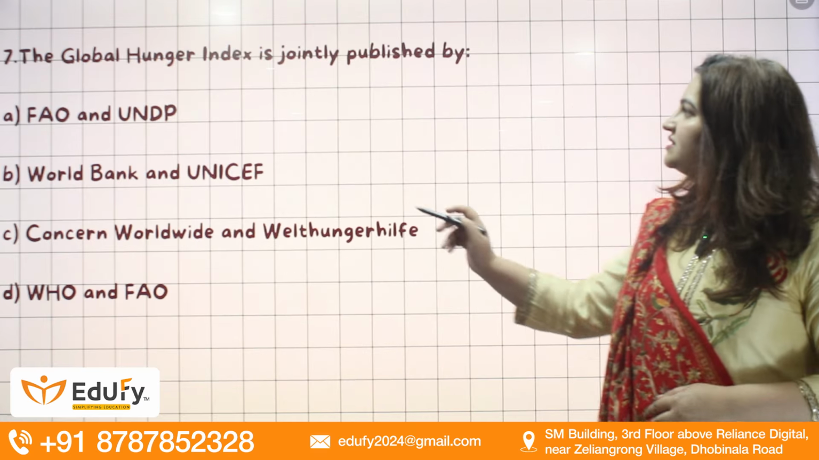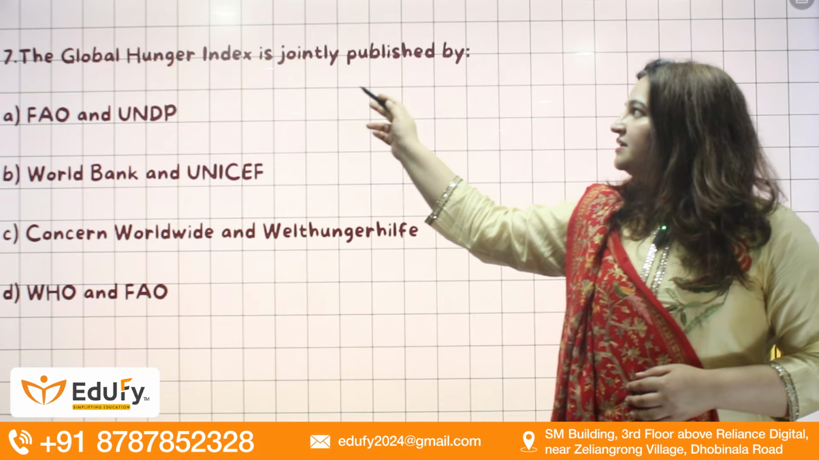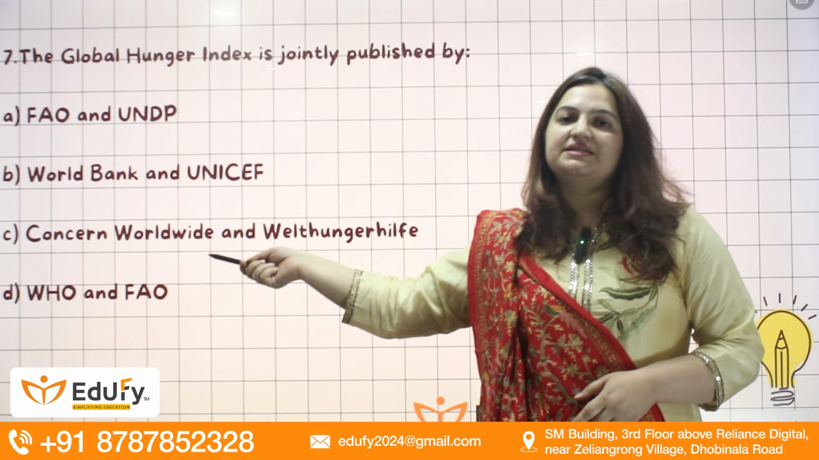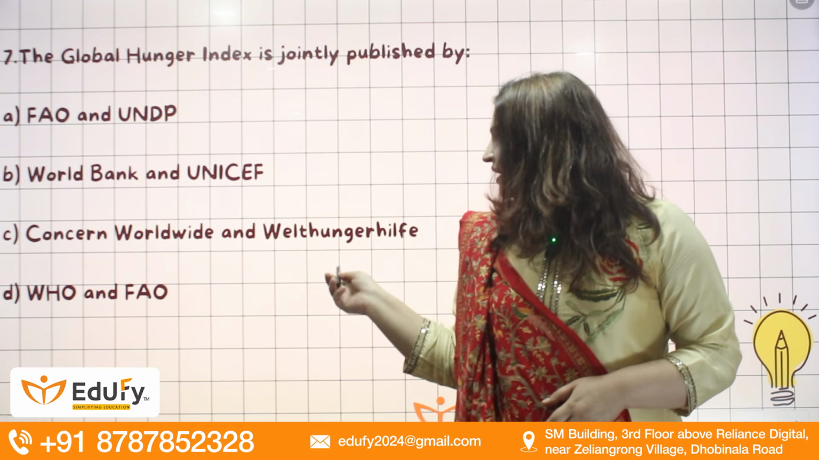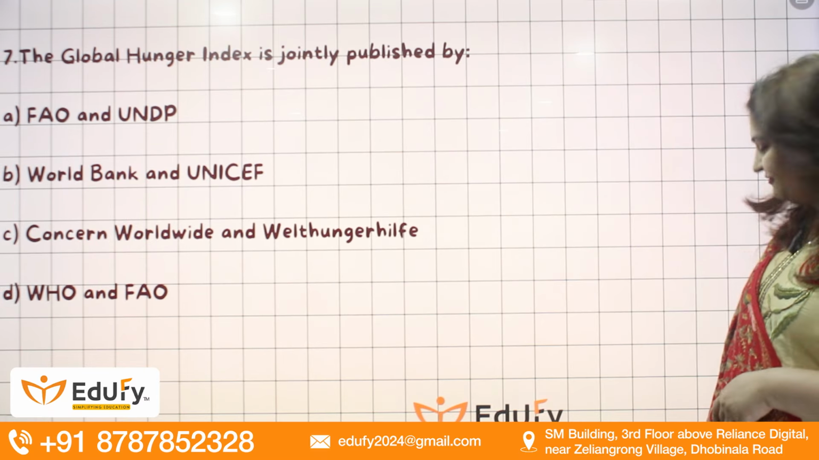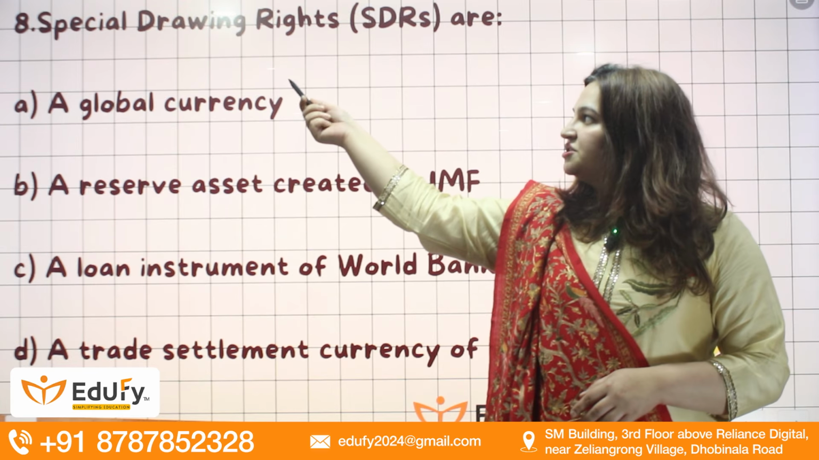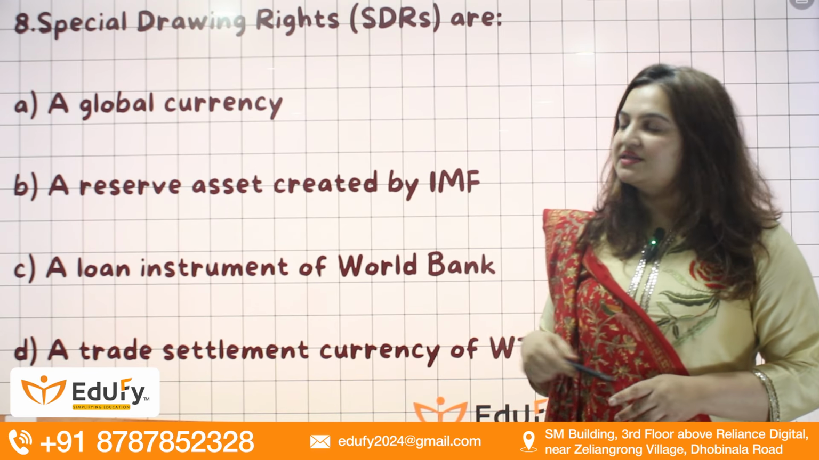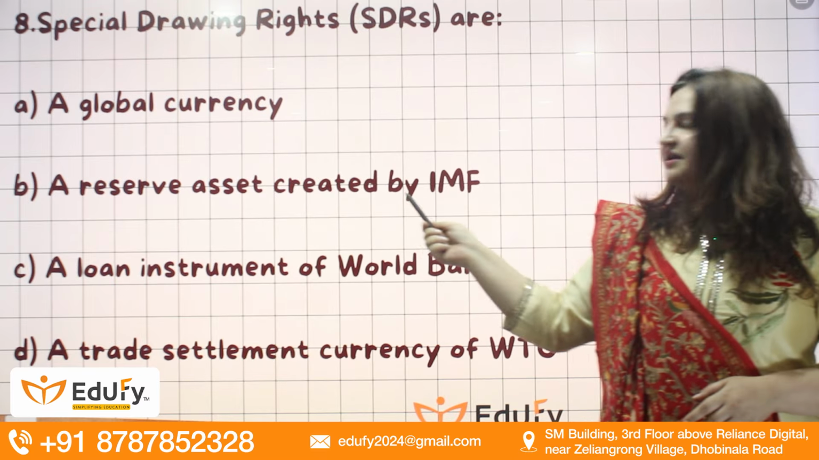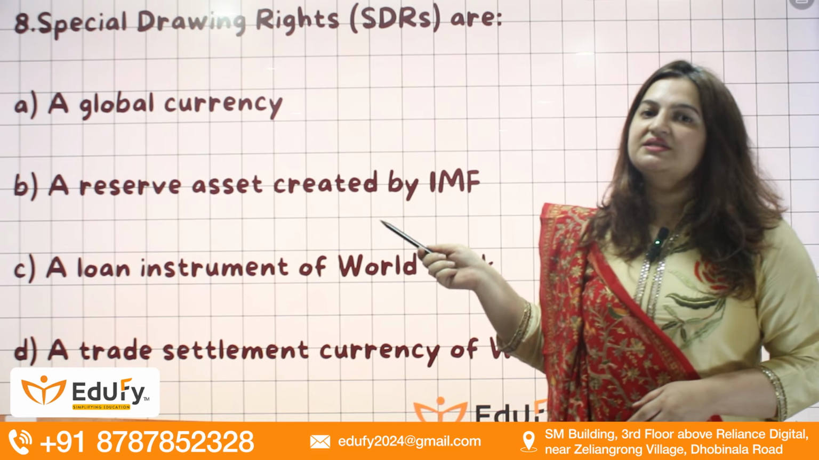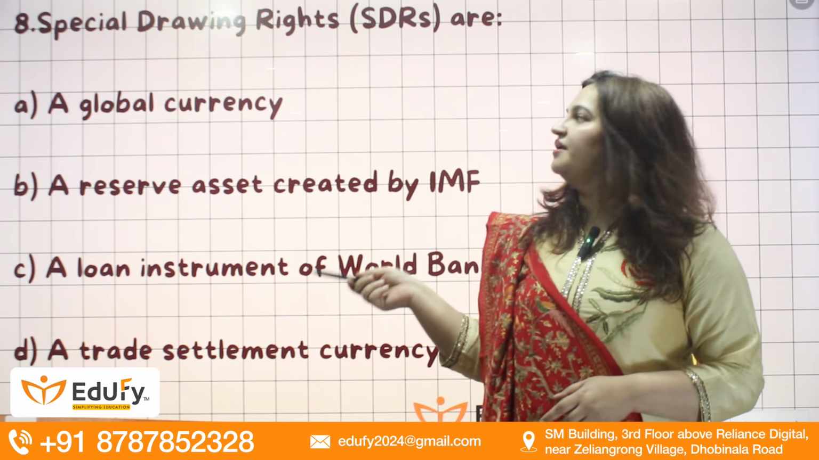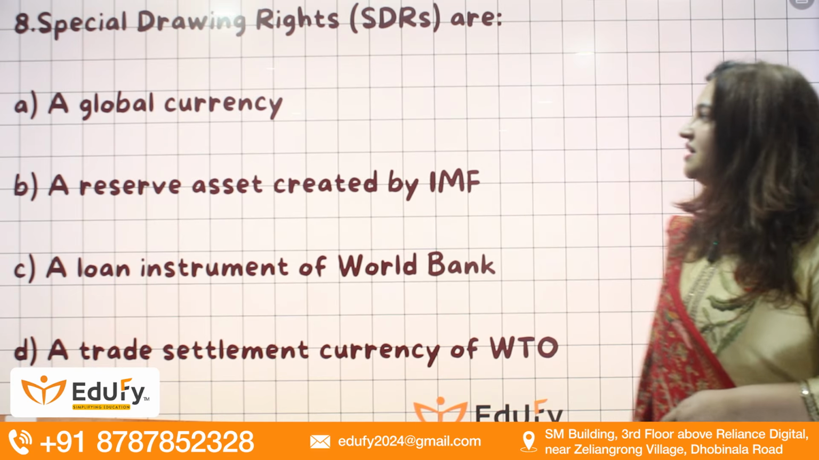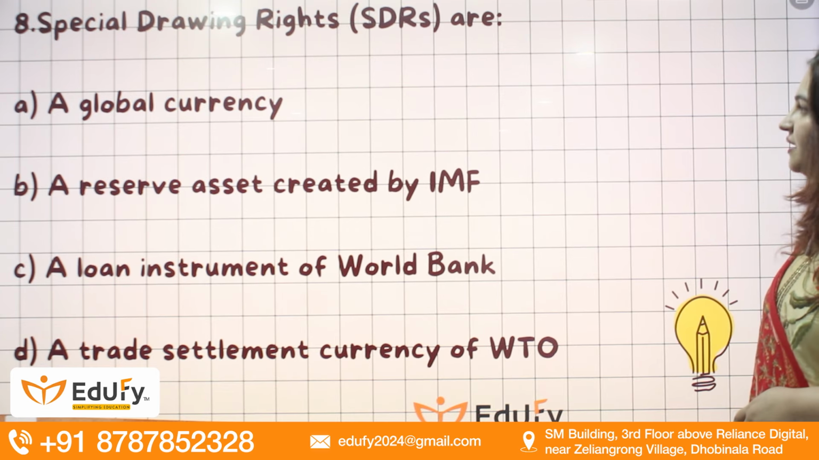Next question, the Global Hunger Index is jointly published by. So who publishes it? It is C, Concern Worldwide and Welthungerhilfe. Next, the question is, special drawing rights are. What are special drawing rights? These are reserve assets created by IMF. IMF is International Monetary Fund. So it is not a currency, that we have to remember.